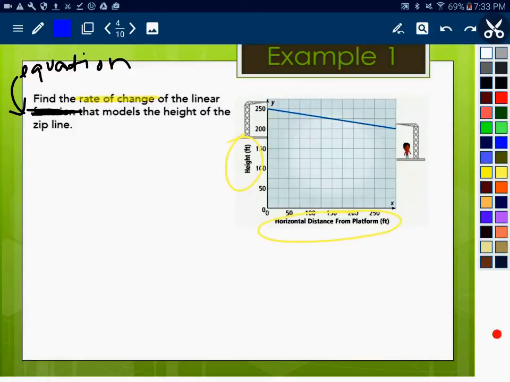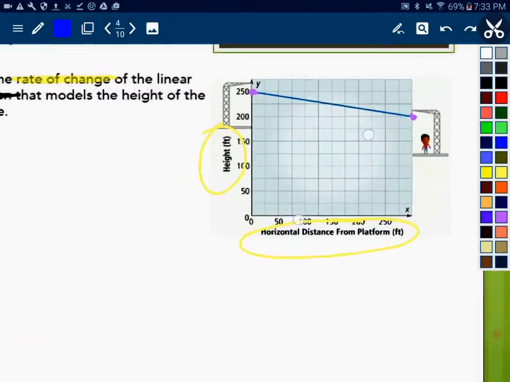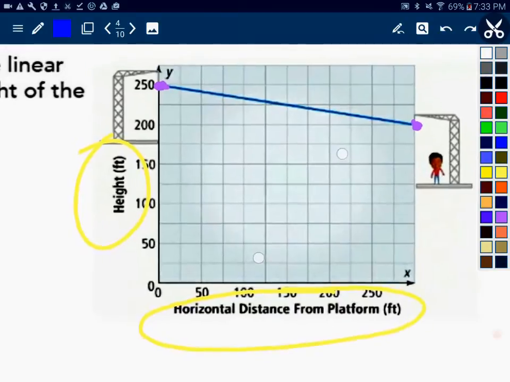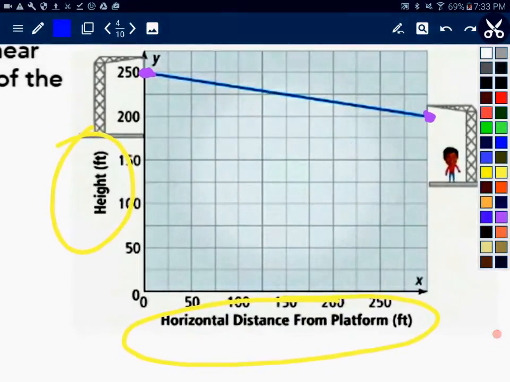So I'm going to make my slope triangle connecting the first point where the zip liner starts and the end point where the zip liner ends. So I'm just going to draw my triangle here, and I'm going to zoom in a little bit. My picture is a little small. Okay, so I'm going to go from here. I'm going to fall down this much, and then I'm going to run all the way across, creating my slope triangle.